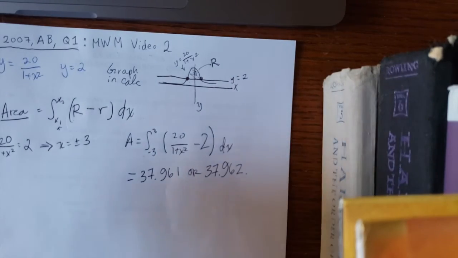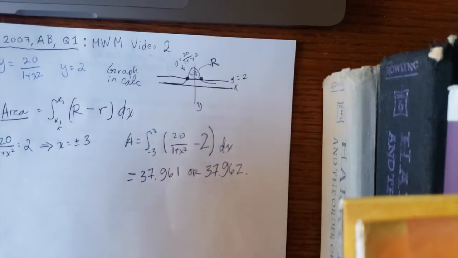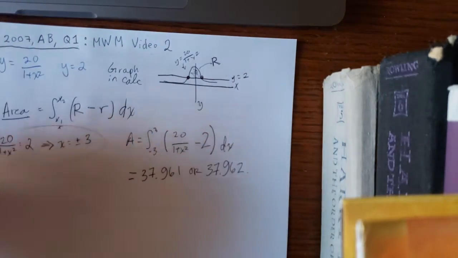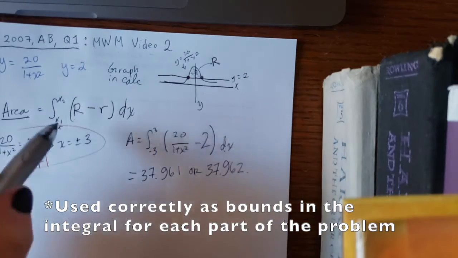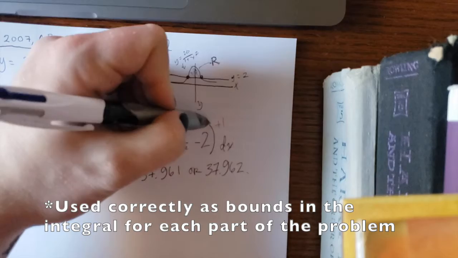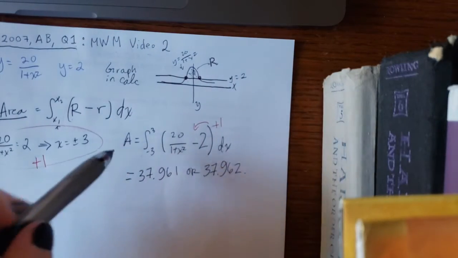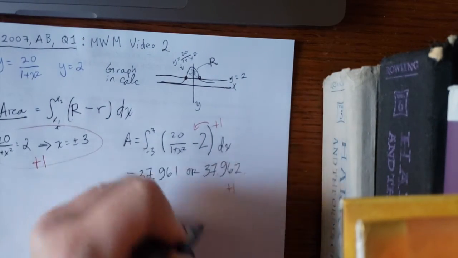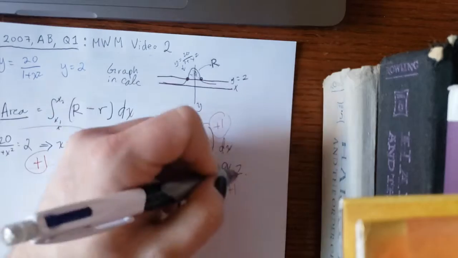As far as scoring, you get 1 point for the bounds, so you get 1 point for this calculation as long as they're used correctly. Then you have 1 point for the integrand, so the correct setup, not including the bounds, and then you have 1 point for your answer. So that's the College Board grading.